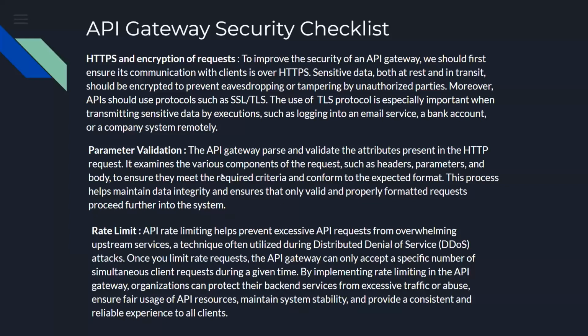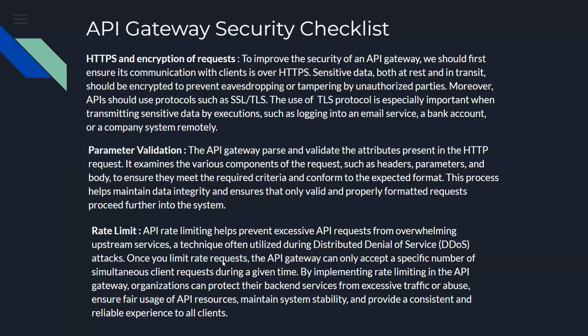Parameter validation. When I was talking about the functionalities in the previous document, you saw I said parameter validation is one of the first actions performed by the API gateway. It validates the overall parameters that come along with a request to ensure that there is no malicious action contained in either the header, the body, or the parameters.